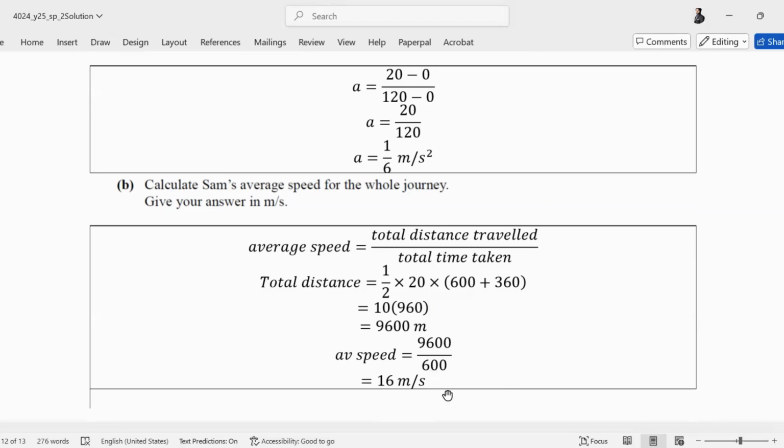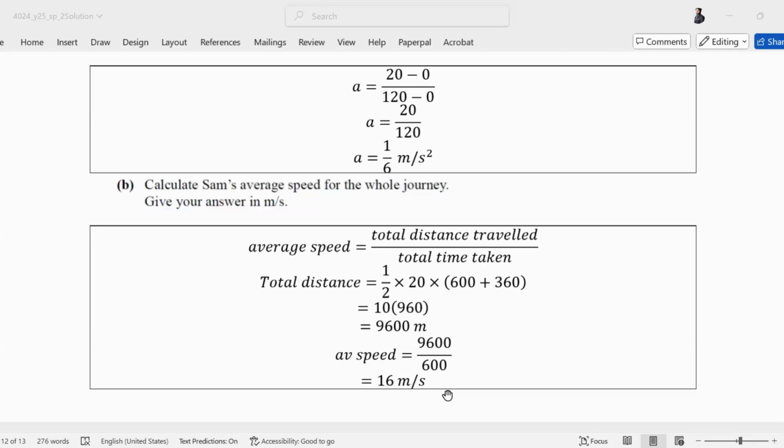The next part, question number 21 of the same paper.